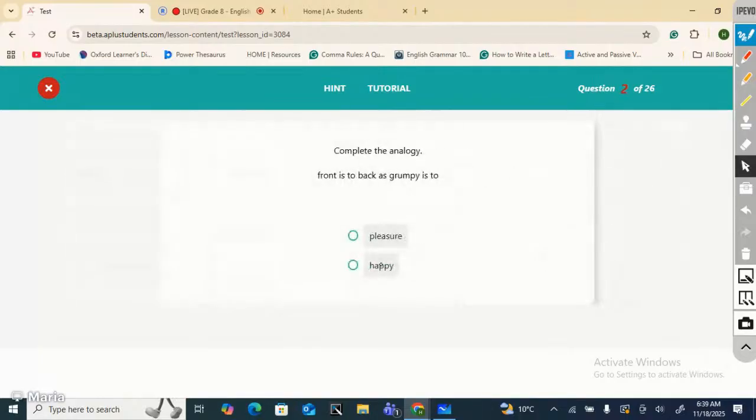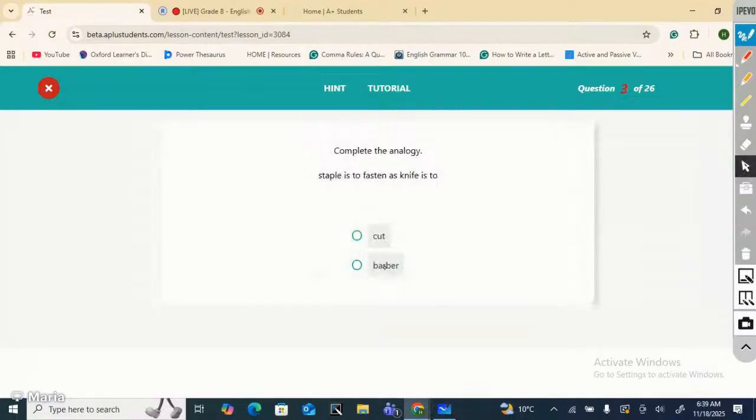Front is to back as grumpy is to. Front and back, they are antonyms. So the relationship between this pair is of antonyms. So grumpy is to pleasure or happy. Grumpy means sad. So what is its opposite? Yeah, happy.